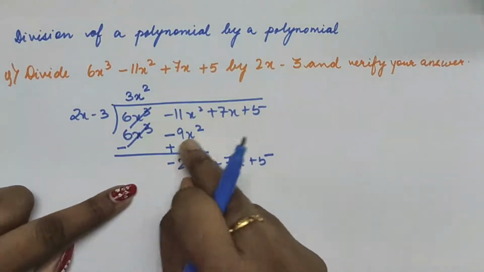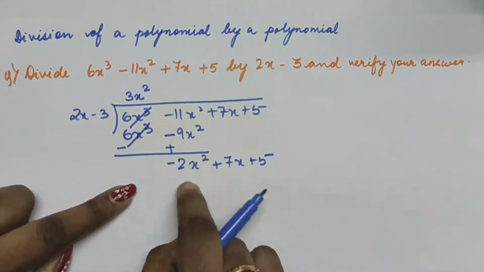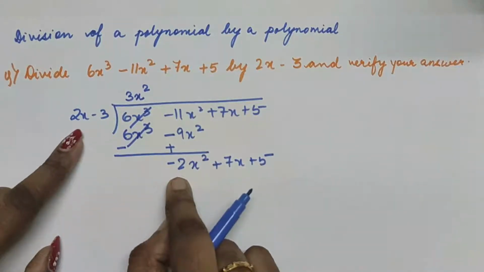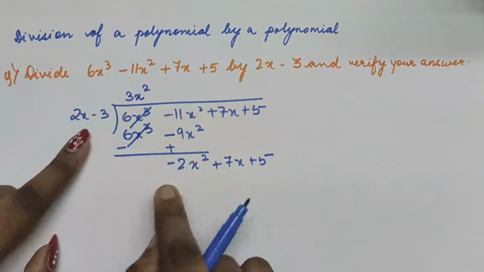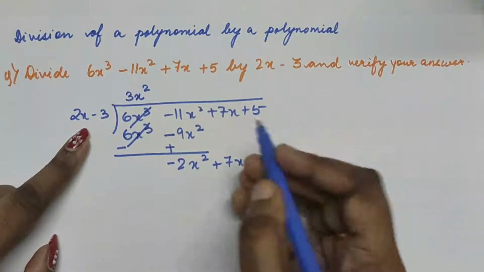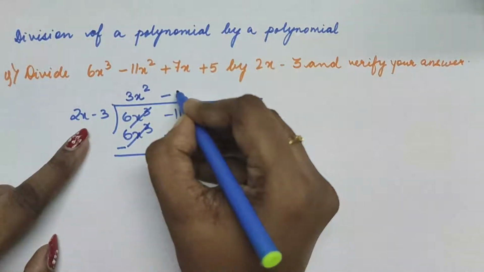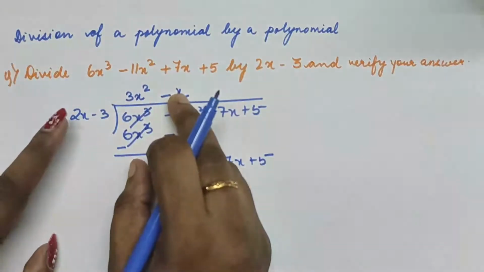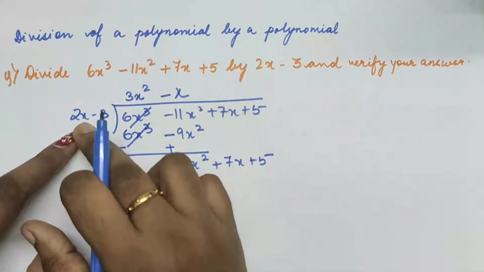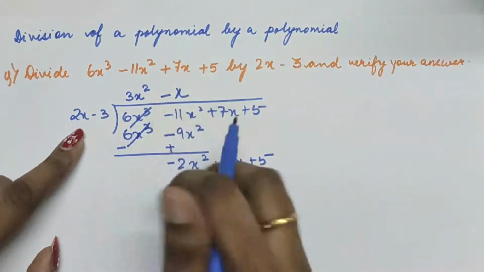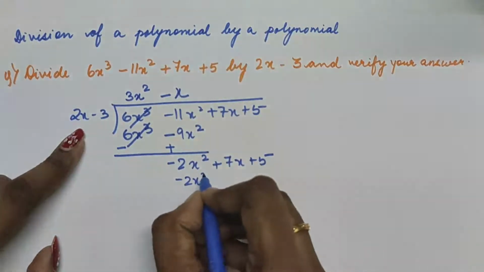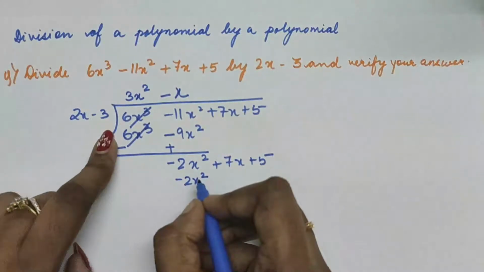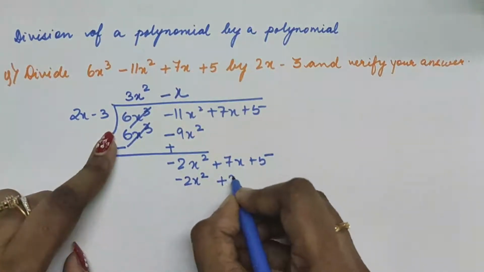After doing this, my next aim is to cancel this term. So what can I multiply with 2x to get minus 2x square? That is minus x, because 2x into minus x will give me minus 2x square, and the second term has to be multiplied, so it will become plus 3x.